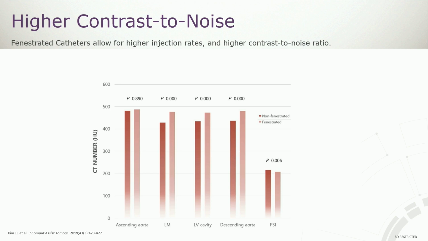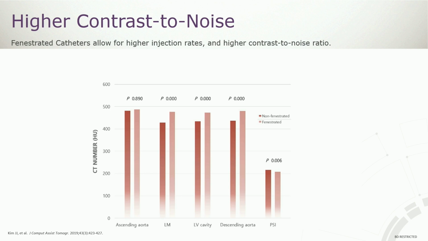But you can really see in the fenestrated catheters, which are shown in the light gray, you're going to have much higher attenuation in the ascending aorta, as well as left main, LV cavity, and descending aorta, depending on where you put your marker. And you're actually going to have much lower PSI, or lower pressure, with the fenestrated catheters. So you're going to achieve what you're setting out to do.